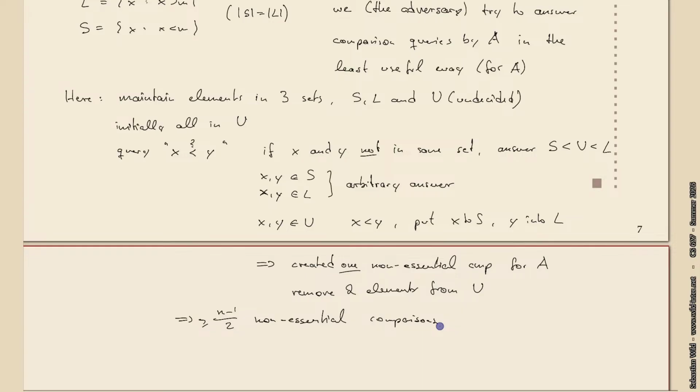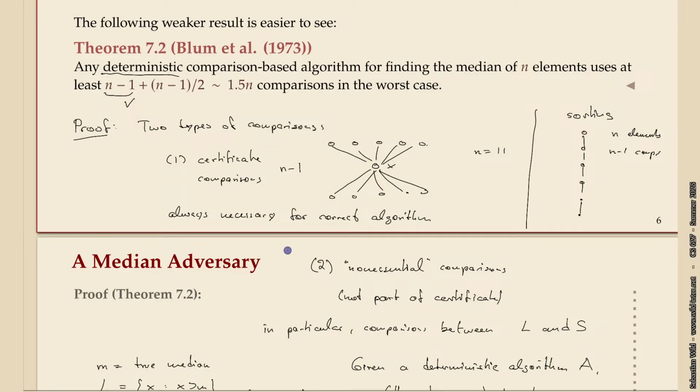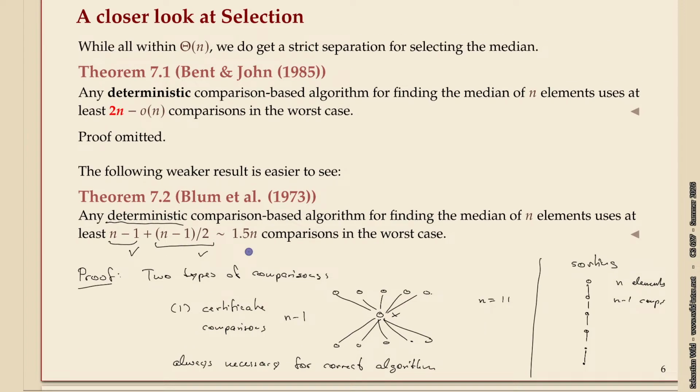So against this adversary, any deterministic algorithm will have to pay the certificate comparisons and at least n-1 half additional comparisons, which we turned into non-essential ones, but the algorithm couldn't have known. It's out of luck. This proves the 1.5n. There's a sequence of works that improves that bound up to the 2n, which is where it currently stands.